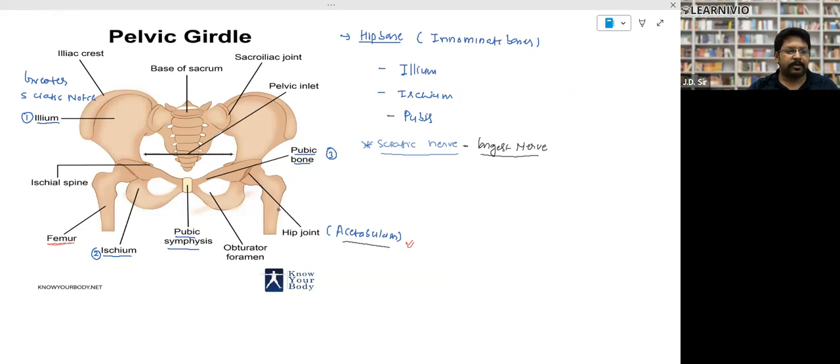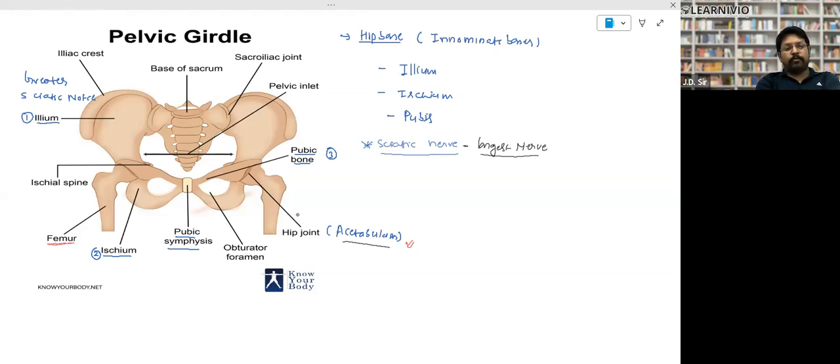And the head of the femur, this thigh bone known as the femur, that head of the femur articulates, or moves, in the acetabulum. This is called the hip joint, right? So the name of the cavity is acetabulum, like we have seen the glenoid cavity in the case of the hand. Go through it and tell me.